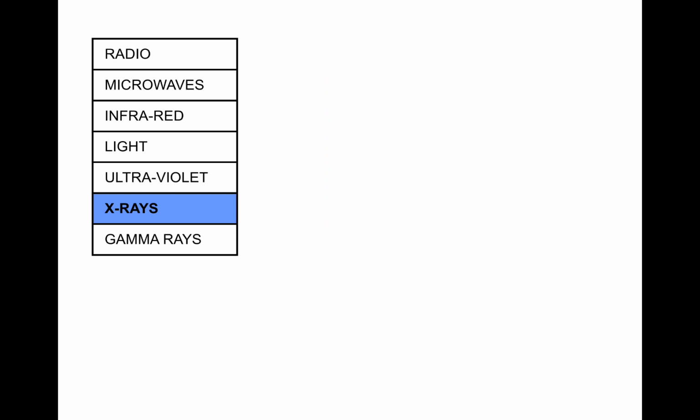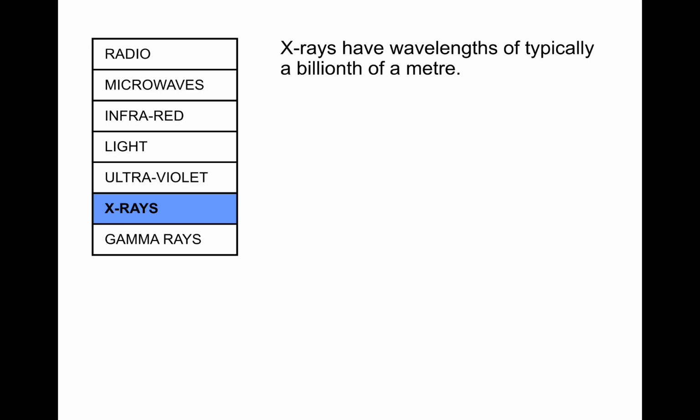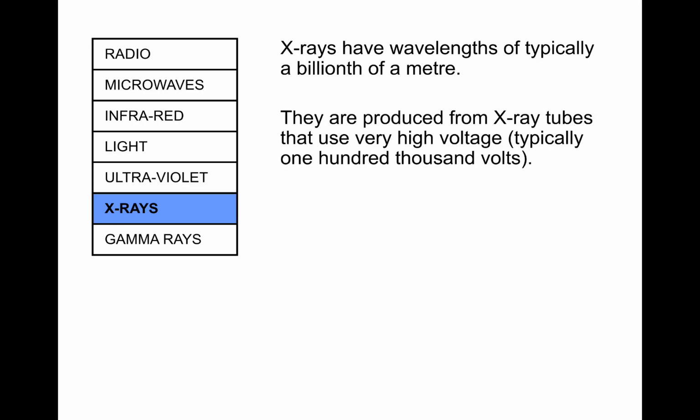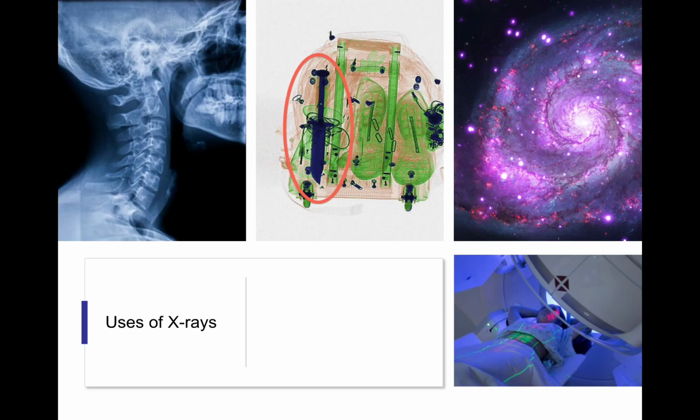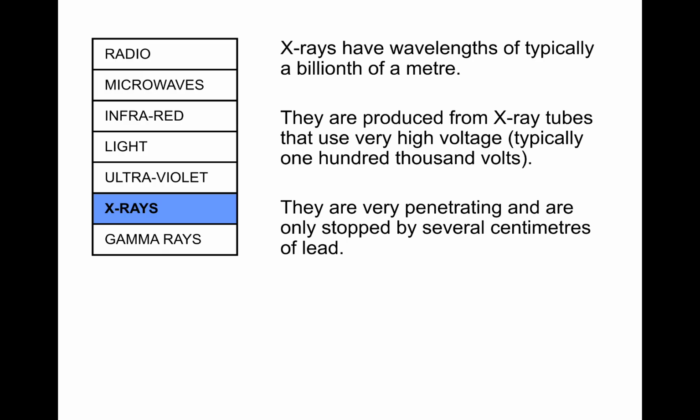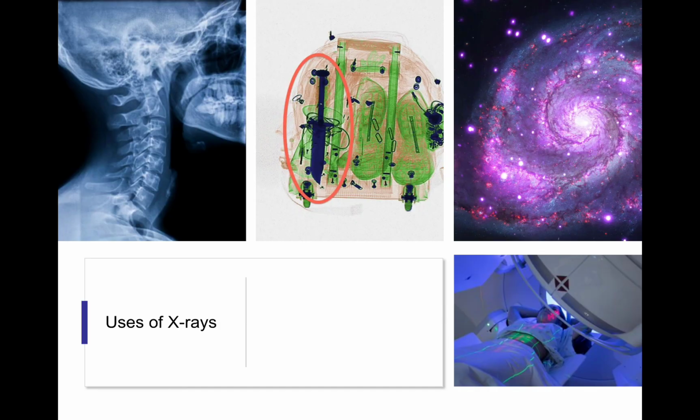So we're near the bottom of the spectrum now. X-rays have more energy than ultraviolet, higher frequency and shorter wavelength. X-rays have wavelengths of typically a billionth of a meter. They're produced from X-ray tubes that use very high voltage, typically 100,000 volts, so that would be the way the X-rays are produced in a hospital setting. They're very penetrating and are only stopped by several centimeters of lead. Oh, sorry. If you need to make any notes on that, please do. Okay, let's move on. Right then, uses of X-rays. Some cool pictures there.